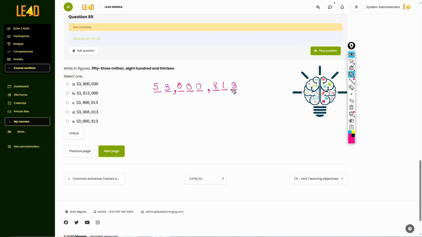All right, so the space after the first comma is for the thousands, but there's nothing there, so we leave that blank. And then here we have the millions. So it's 53,800,000. That's option E.